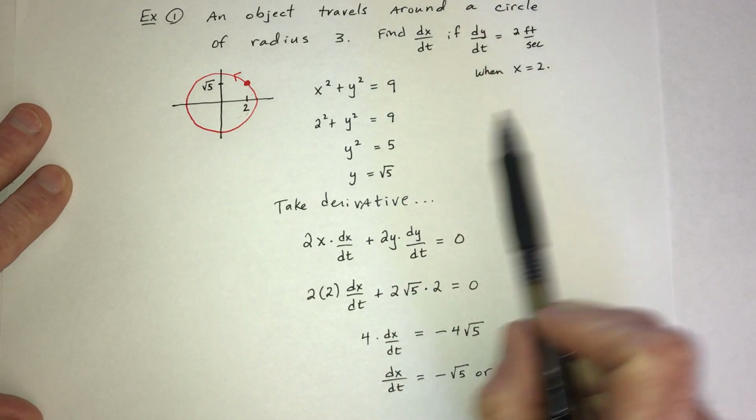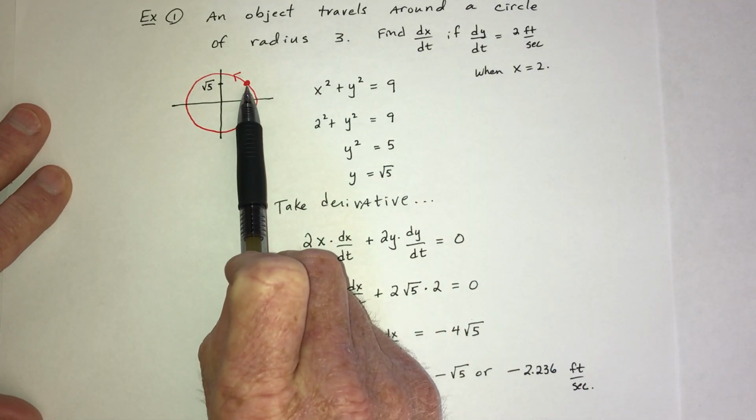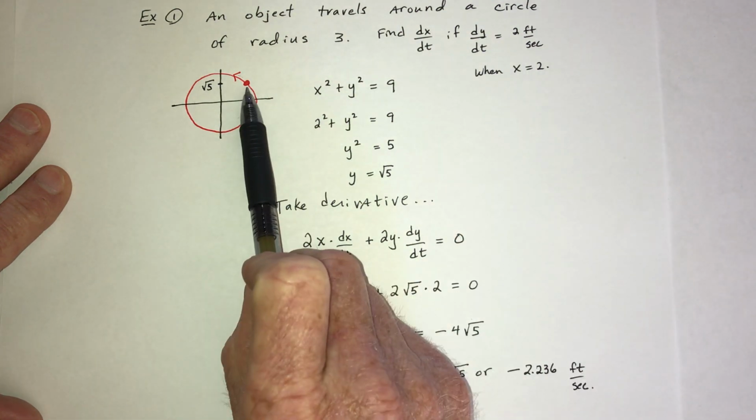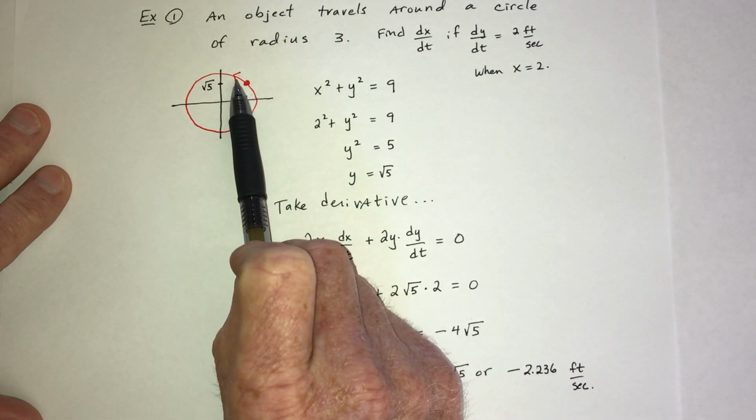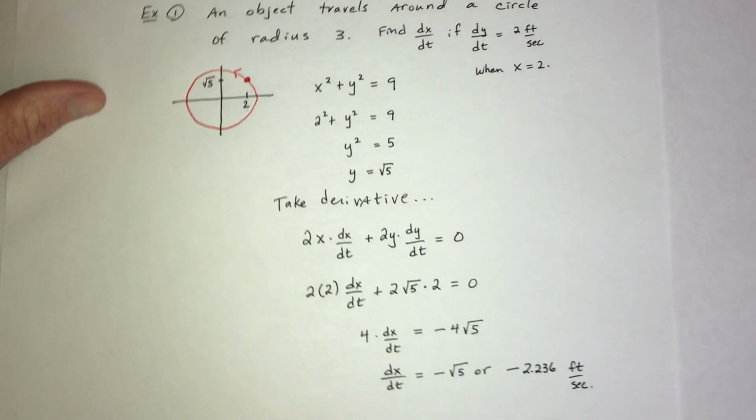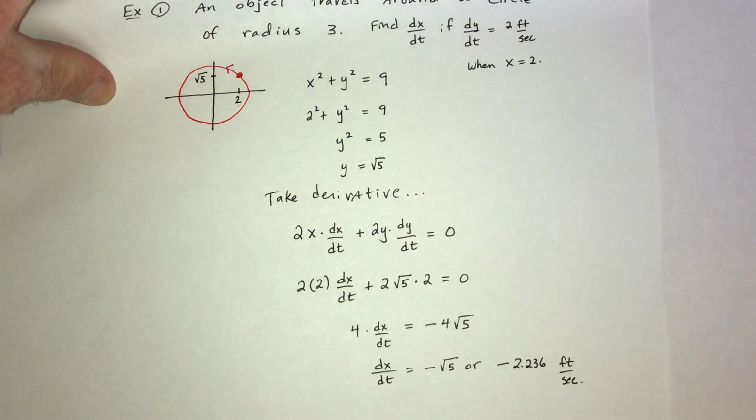So this is basically saying when x equals 2 and it's at that point right there, then it's going up at 2 feet per second. And then negative on this part right here means it's going to the left. So it's going to the left by 2.236 feet per second. All right, let's try another one.